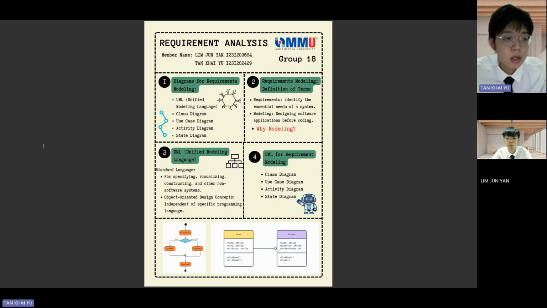The second diagram is the use case diagram. A use case diagram shows how a system works and how different people or systems interact with it. They help identify the key actions the system performs and the roles for users who will interact with it. For example, in a hotel management system, a use case diagram could show how guests check in or check out.